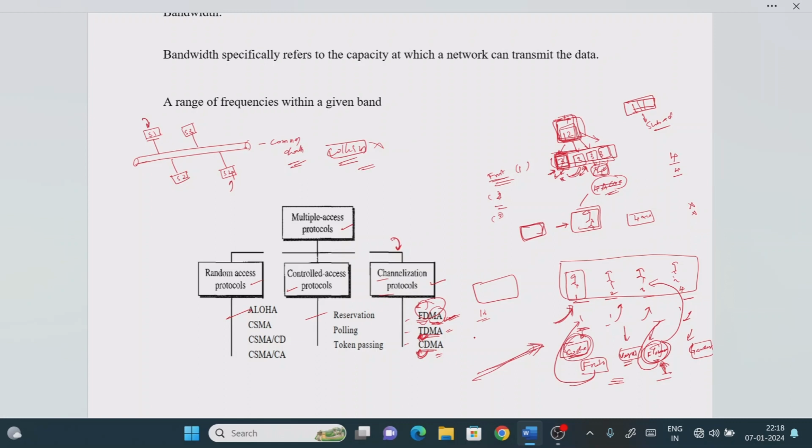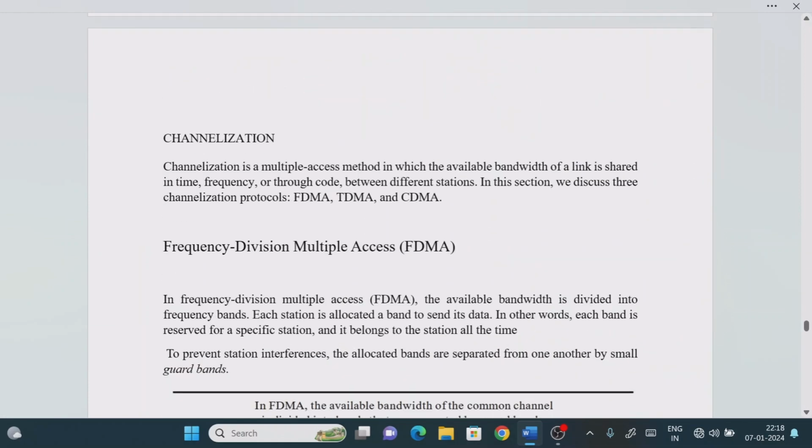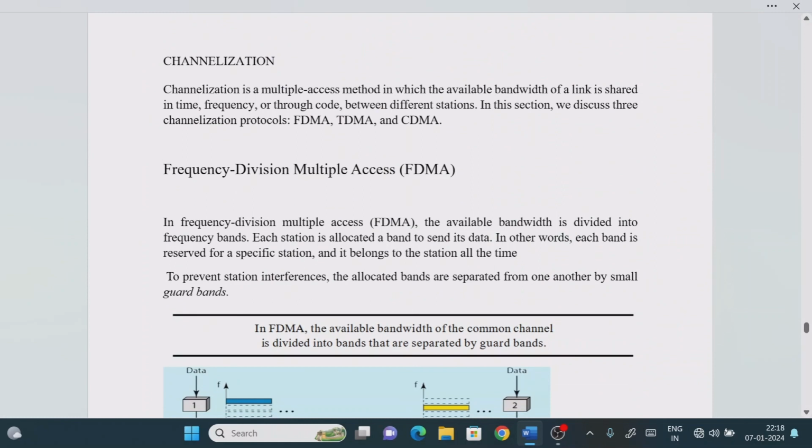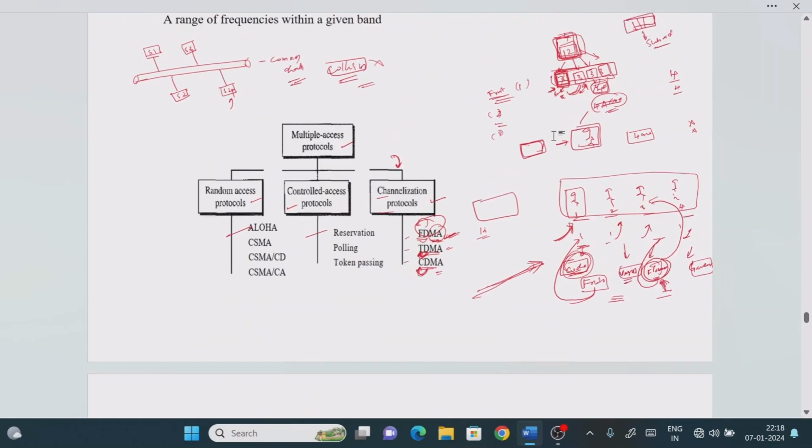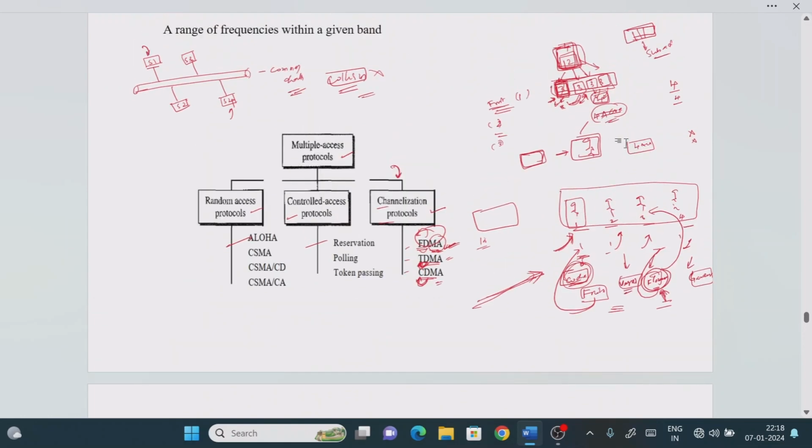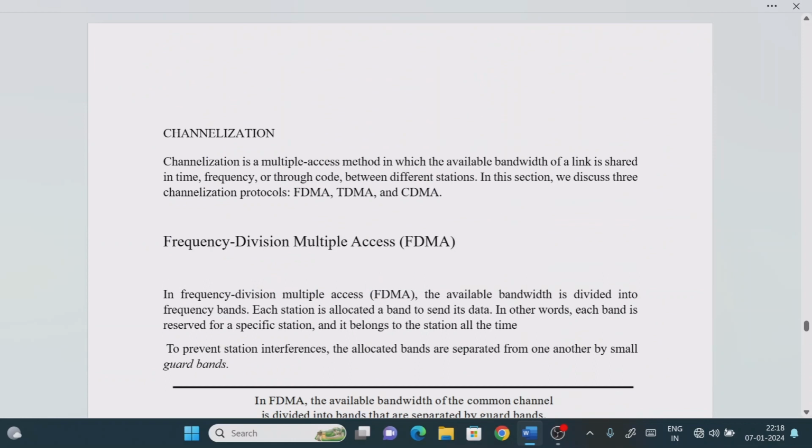Now we will go to the actual topic so that you will understand the brief meaning of FDMA, TDMA as well as the CDMA techniques, right? Now see that channelization is a multiple access method, as we discussed, multiple channel sharing, in which the available bandwidth of the link is shared either in terms of frequencies, meaning dividing the 4 acres into each 1 acre, or with respect to the time slots, nothing but the 3 months, or we are going to identify a unique mechanism, nothing but the coding operation, right? So between different stations, in this section we discuss 3 channelization protocols: FDMA, TDMA and CDMA.